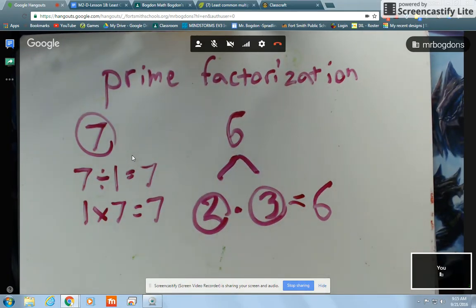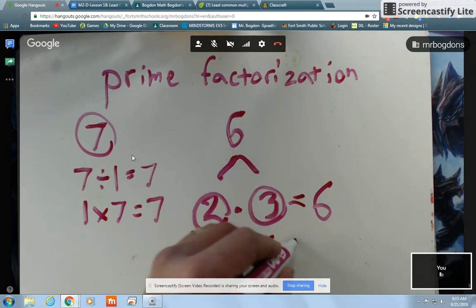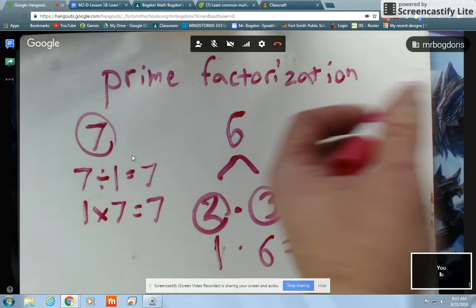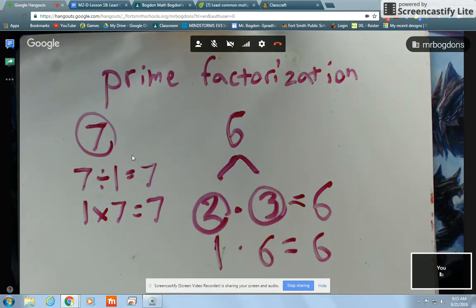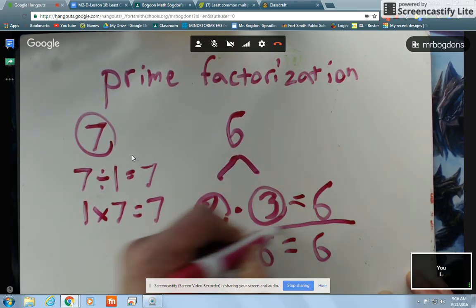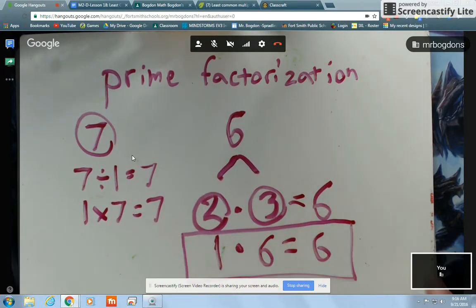What are the other factors of 6? 1 and 6. So I'm using another word called factor, which leads me right into factorization. What is a factor? Let's look at this statement right here. I'm going to tell you that there are factors in that statement. There's also a product. It's easy. You know what a factor is? What is a factor?